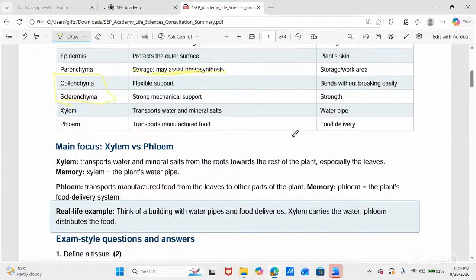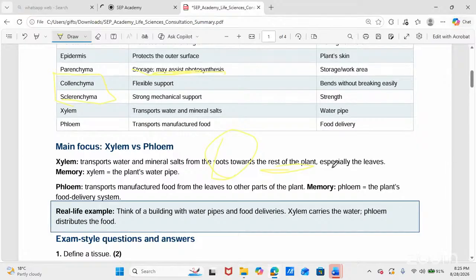But in this case, you have to specify, that's just for memorization. You have to specify from which part of the plant. So the part will be the what? The roots, this part, towards the rest of the plant, and especially the leaves. So the leaves and then the rest of the plant have to get water and mineral salts.